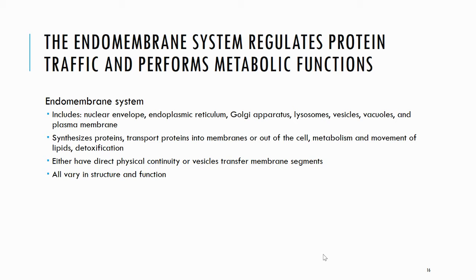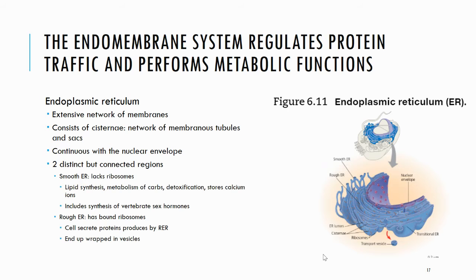The endomembrane system is next, which includes the nuclear envelope, endoplasmic reticulums, Golgi apparatus, lysosomes, vesicles, vacuoles, and the plasma membrane. The roles of the endomembrane system are to synthesize proteins, transport proteins into membranes or out of the cell, metabolism and movement of lipids, and detoxification. They either have direct physical continuity or vesicles to transfer the membrane segments, and they will all vary in structure and function. Starting with the endoplasmic reticulums, which are an extensive network of membranes, as you can see from the picture on the right.